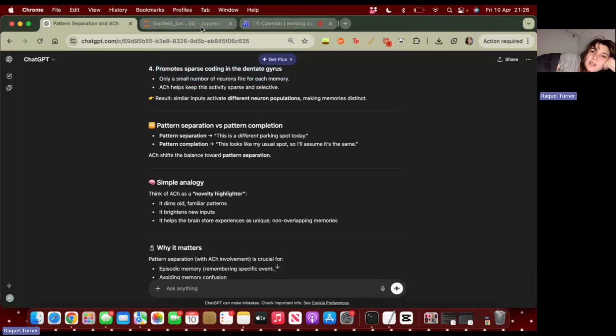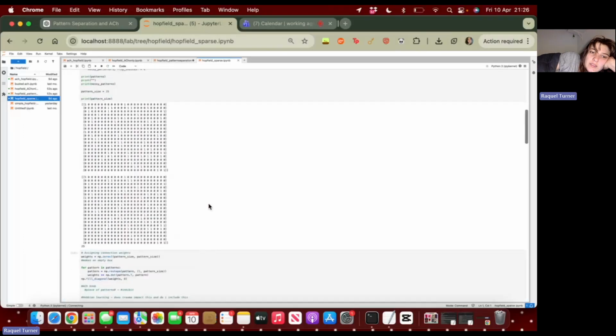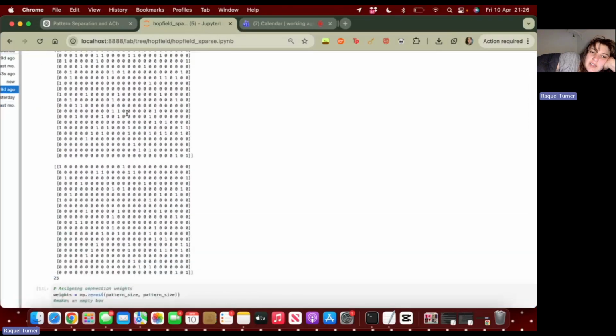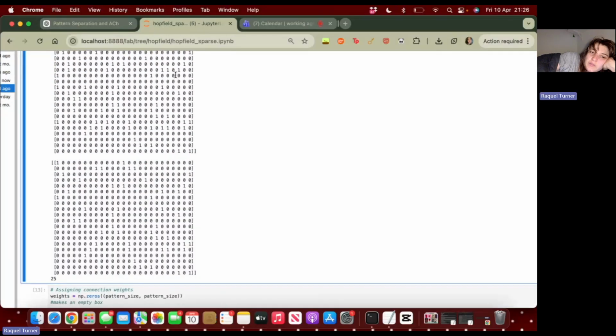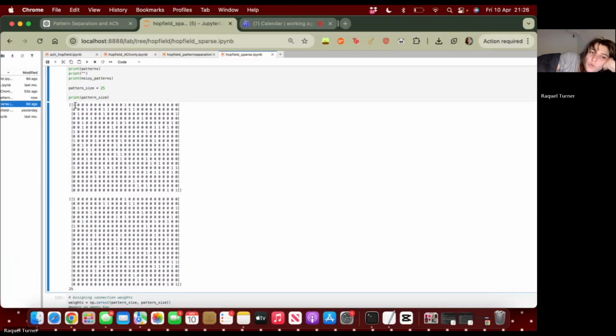So it promotes sparse coding. I'm going to try to pull up my sparsely coded Hopfield network that I made at one point. This is the one that I made that was sparsely coded. So what you can see is that instead of a bunch of numbers, it's just zeros and ones, and they're very, very far apart compared to my other one, where one is lit up and a bunch of them aren't lit up.